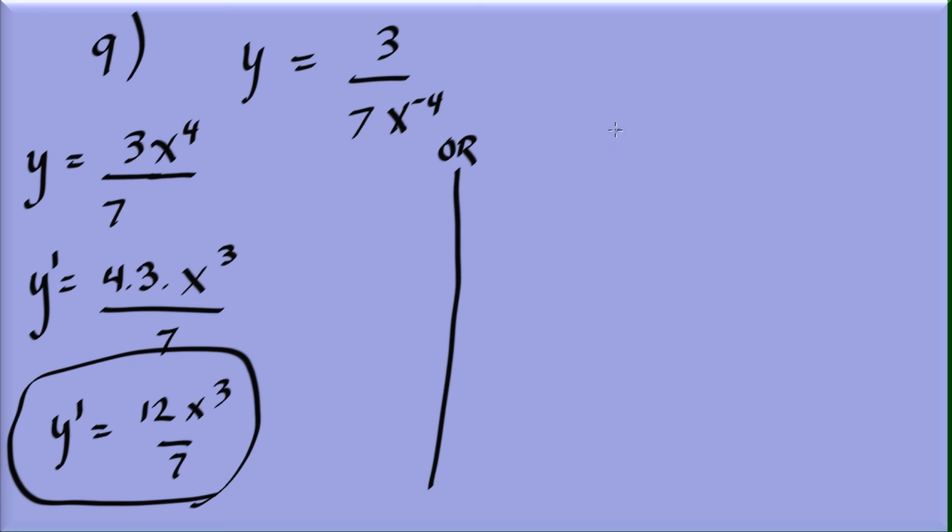Now, say, can I use the reciprocal rule for that? Yes. So you have this negative exponent, and say, okay, I don't want to move that x to the negative 4. Instead, I'll use the reciprocal rule, okay?